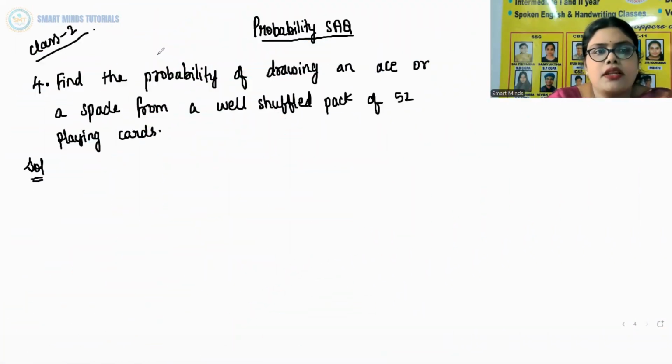Now, in today's class, let us get started with probability SAQs. The fourth question is: find the probability of drawing an ace or a spade from a well shuffled pack of 52 playing cards. Before moving on to the solution, let me tell you about the cards.